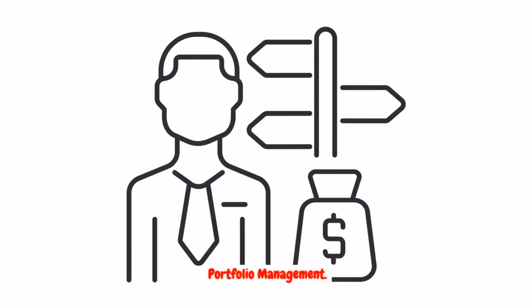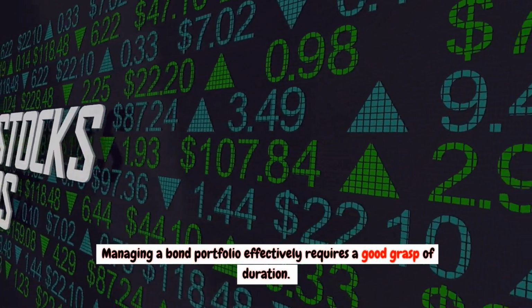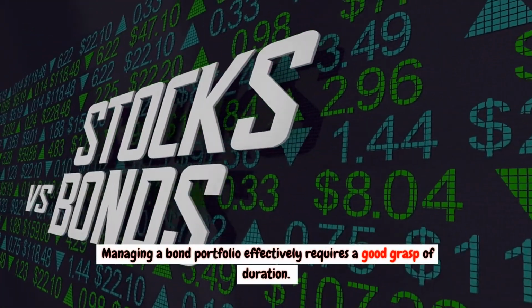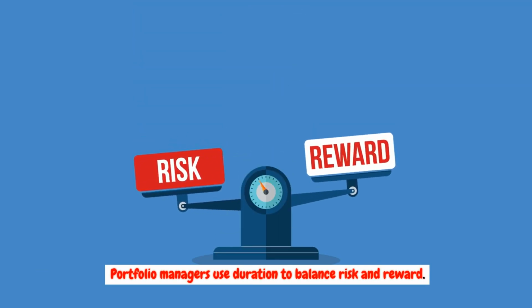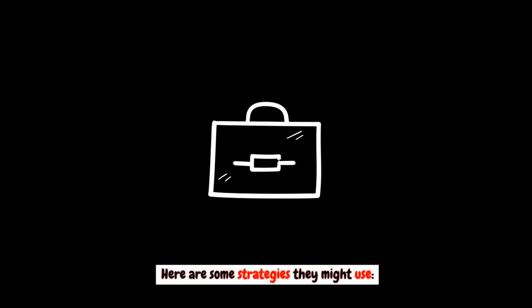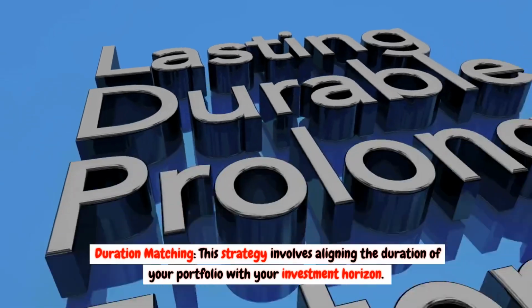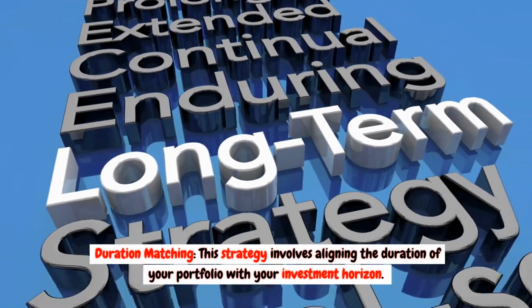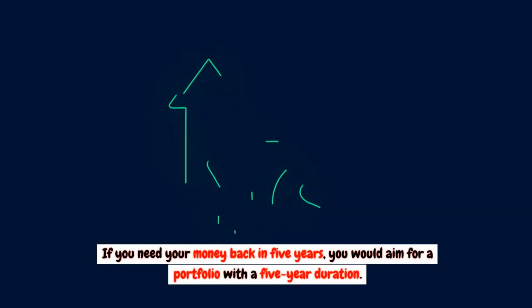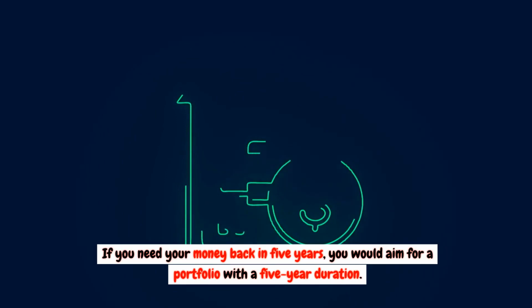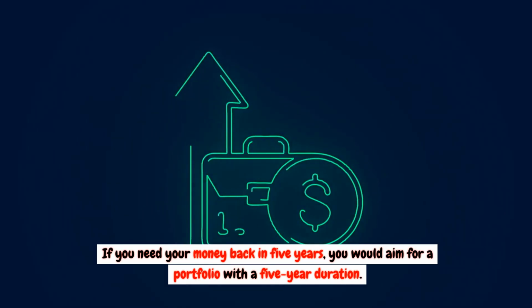Portfolio management. Managing a bond portfolio effectively requires a good grasp of duration. Portfolio managers use duration to balance risk and reward. Here are some strategies they might use. Duration matching. This strategy involves aligning the duration of your portfolio with your investment horizon. If you need your money back in 5 years, you would aim for a portfolio with a 5-year duration.